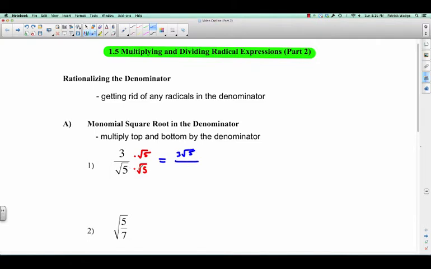On the bottom, root 5 times root 5 equals root 5 squared, or if you want, root 5 times root 5 equals root 25, and the square root of 25 is 5. By now you should be getting this, that root 5 times root 5 equals 5. And we're done. We're finished. Believe it or not, this is a simpler form. We've rationalized the denominator. We are finished.